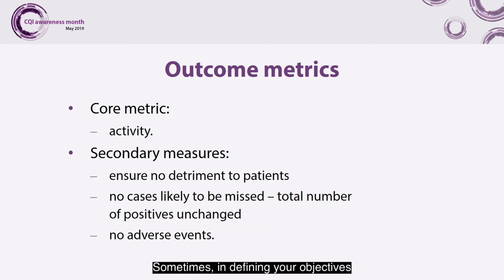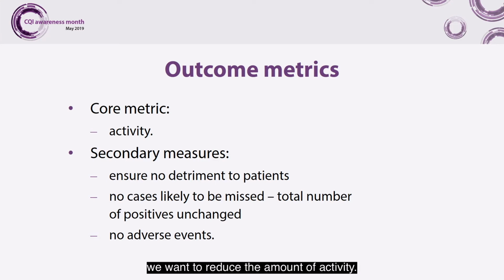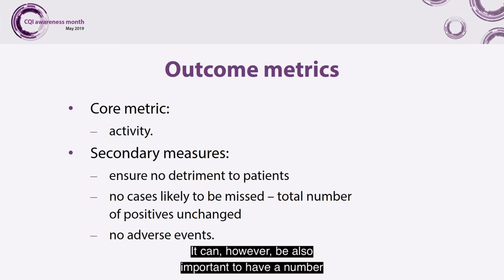Sometimes in defining your objectives and the metrics you're going to measure, there'll be a core metric that you want to do. In this example, this is about the activity. We want to reduce the amount of activity. That's our objective and hence our core metric. It can, however, also be important to have a number of secondary measures that are considered in your metrics.